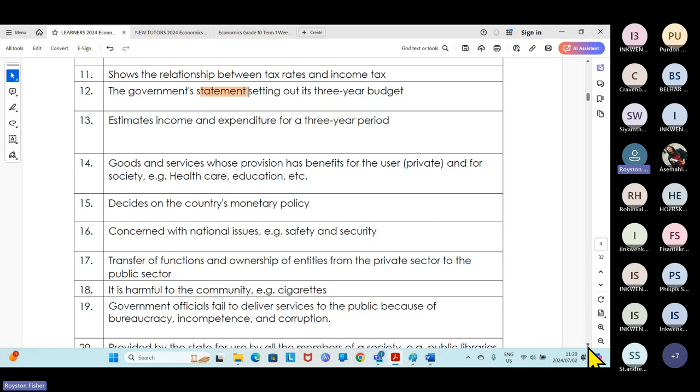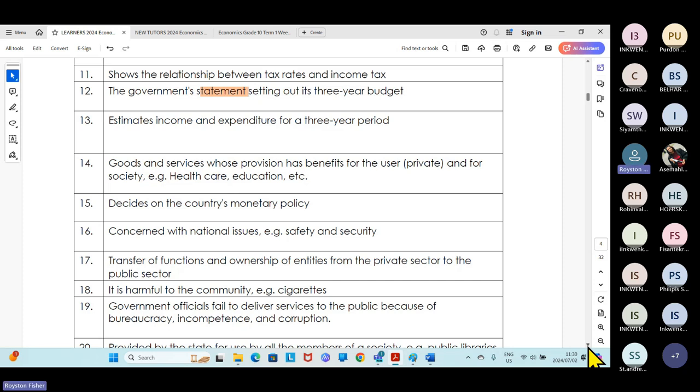Then number 14, goods and services whose provision has benefits for the user, private, and for the society, for example, healthcare, education, etc. So let's look at the answers quickly because I saw a few answers already. Santa Claus said for number 14, merit goods, you're correct. I see Buren also said merit goods. Number 14 is not the Reserve Bank. I see there you corrected. Yeah, so it is merit goods. If you think of healthcare and education, they basically give that so that it's something positive for the people.